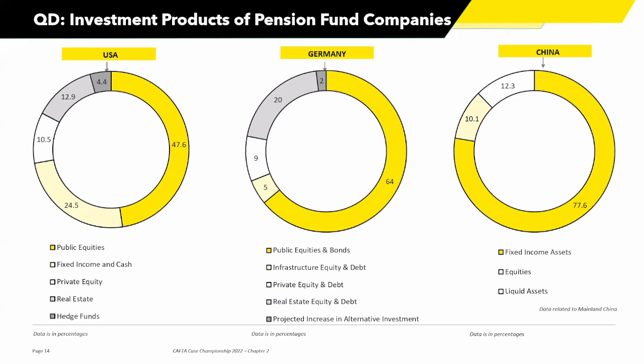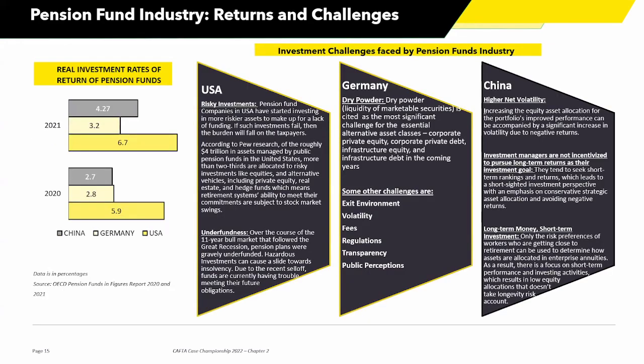Then we have tried to analyze the investment products of the pension fund companies in USA, Germany, and China. What we found out was that the major focus is on the public equities, fixed income and cash, and alternative investment funds, which are private equity, real estate, and hedge funds. In USA, there's more focus on public equities and bonds, and similar in Germany. But in China, it's a bit different, with more focus on fixed income assets. Then we looked at various challenges and the rate of return for these pension fund companies.